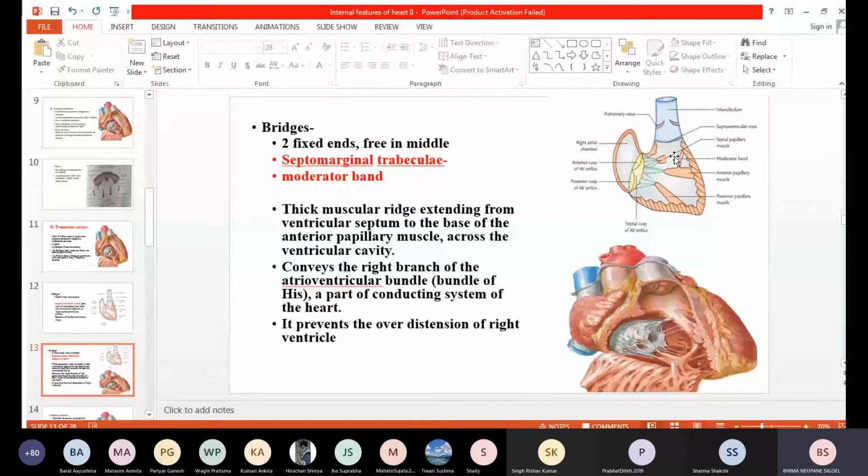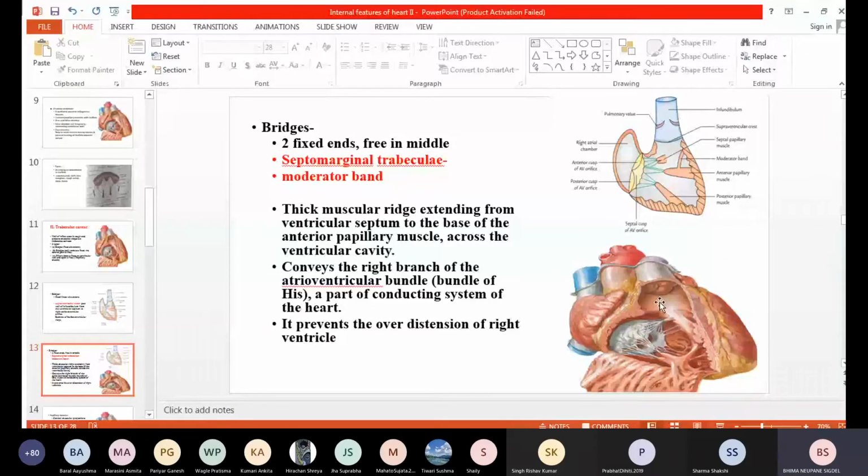Septomarginal trabeculae or moderator band. One bridge is known as the septomarginal trabeculae or the moderator band. Here you can see it in the specimen. This is a thick muscular ridge extending from the interventricular septum, you can see.